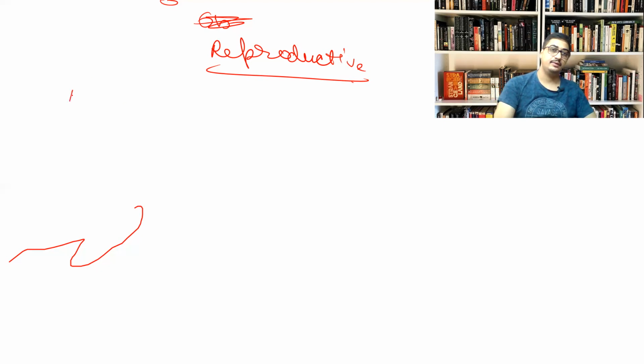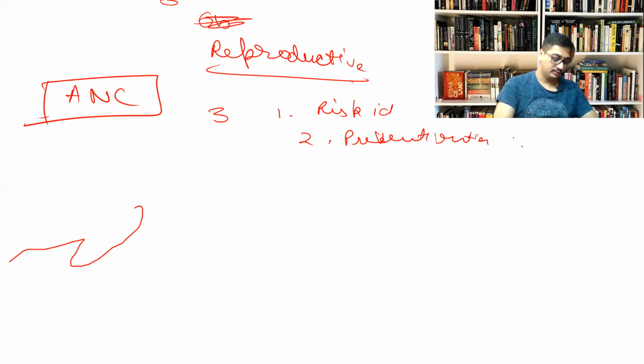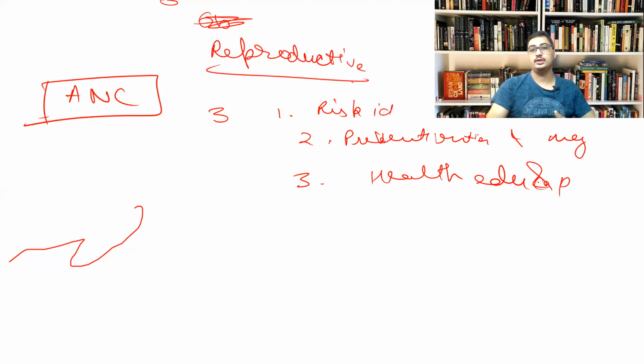So let's start with the antenatal care. So again, what are the components of antenatal care? There are three components of antenatal care. First would be risk identification, then prevention, and management of pregnancy related or concurrent diseases, and third would be health education and promotion. So this is the curative aspect. This is the preventive aspect. This is the promotive aspect, health education and promotion.